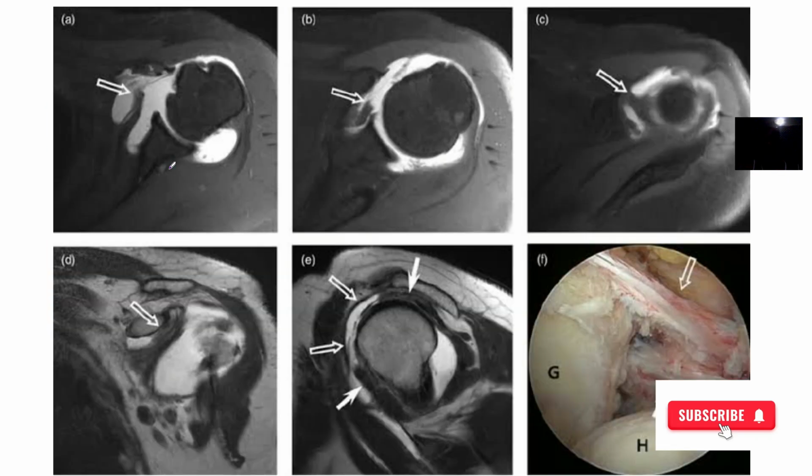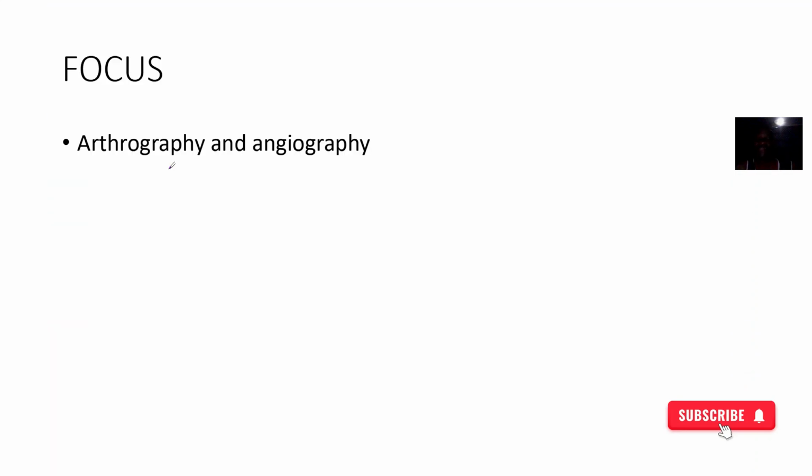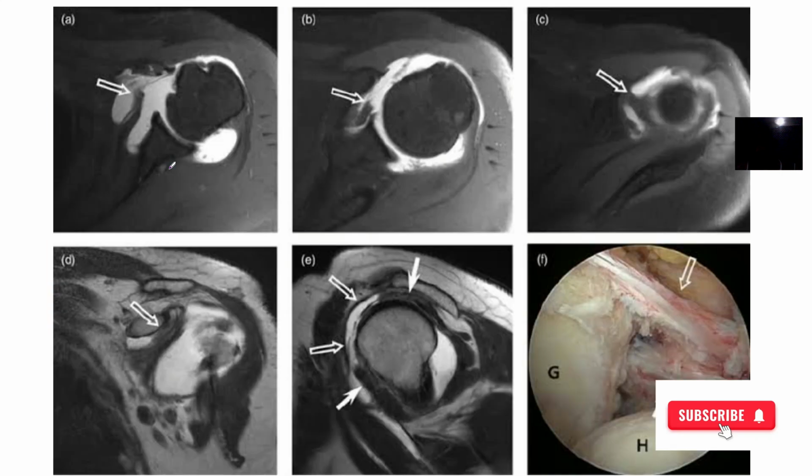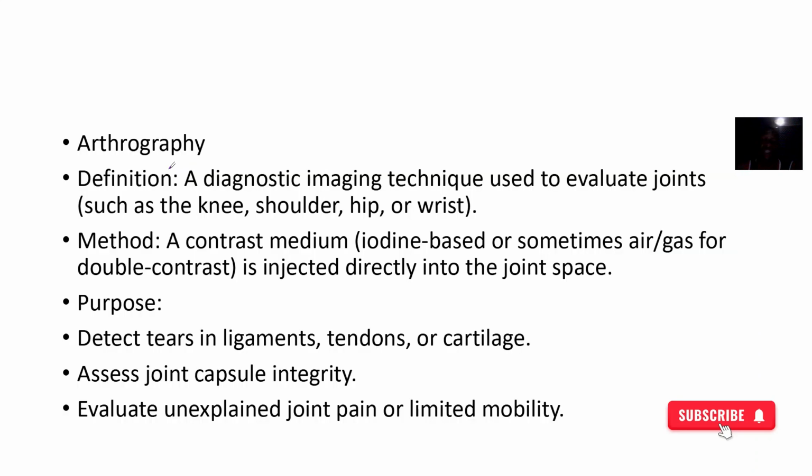So what is arthro? Anytime you hear anything arthro, it has to do with the joints. So arthrography has to do with trying to image the joint. This is the shoulder joint. We have different joints in the body: the knee joint, the hip joint, a lot of joints. So any imaging of joints in the body is arthrography.